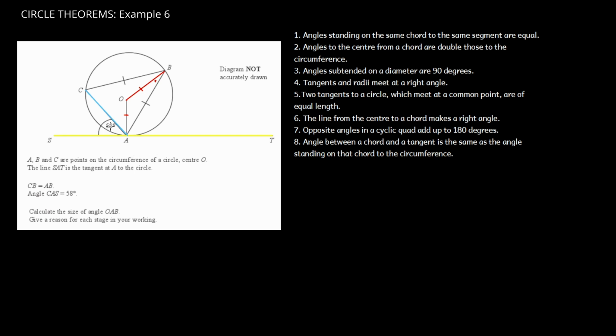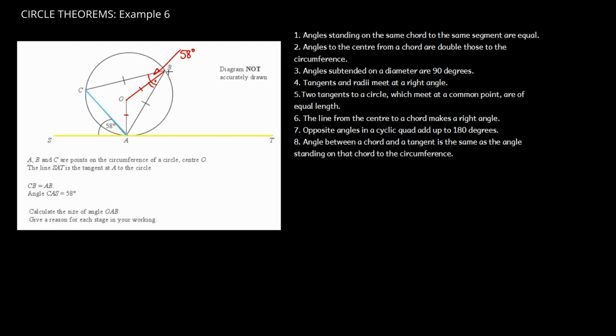Okay, where do we go with this? Well, we're given the fact that this is 58 degrees down here, and it's the angle between a chord, the chord CA, and the tangent. Well, number 8 says that the angle between the chord and the tangent is the same as the angle to the circumference. So this is this angle up here, all of it. So this angle here is 58 degrees. But that's not the angle they want us to find. They need us to find the smaller angle here.